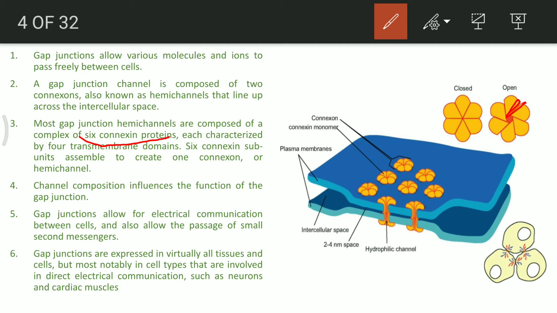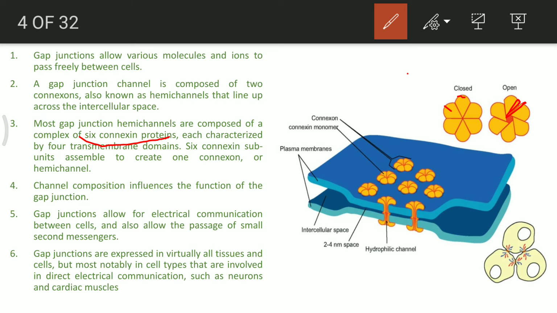So you can count and see they are six in number: one, two, three, four, five, six. Six of them join together to form one connexon, and each connexon contains six connexin subunits. Channel composition influences the function of the gap junction.